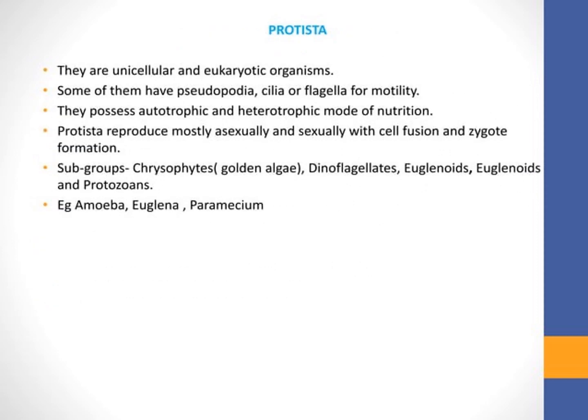Now talking about Protista, they are unicellular and eukaryotic organisms. Some of them have pseudopodia, cilia, and flagella for motility. They possess autotrophic and heterotrophic modes of nutrition. Protista reproduce mostly asexually, and sexually with cell fusion and zygote formation. Examples are amoeba, euglena, and paramecium.